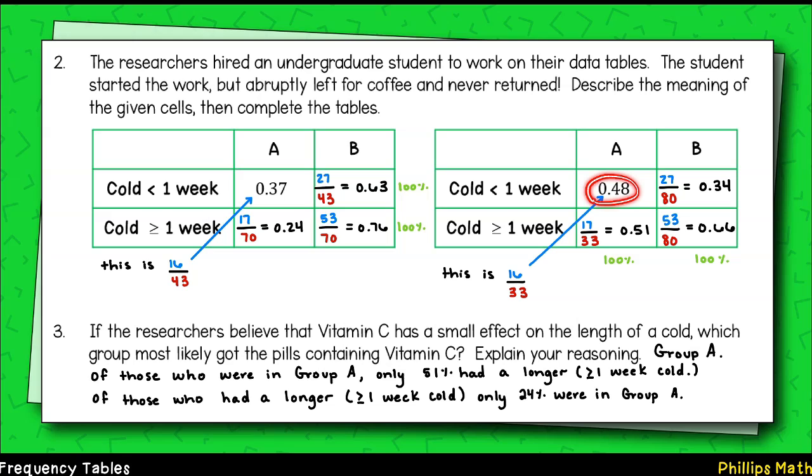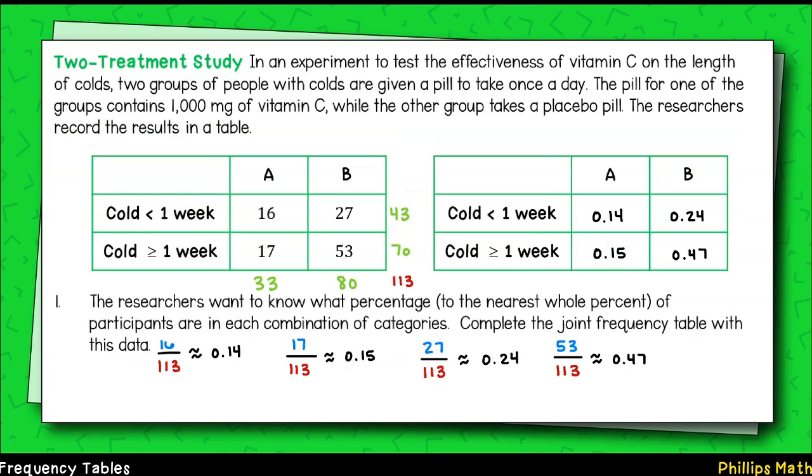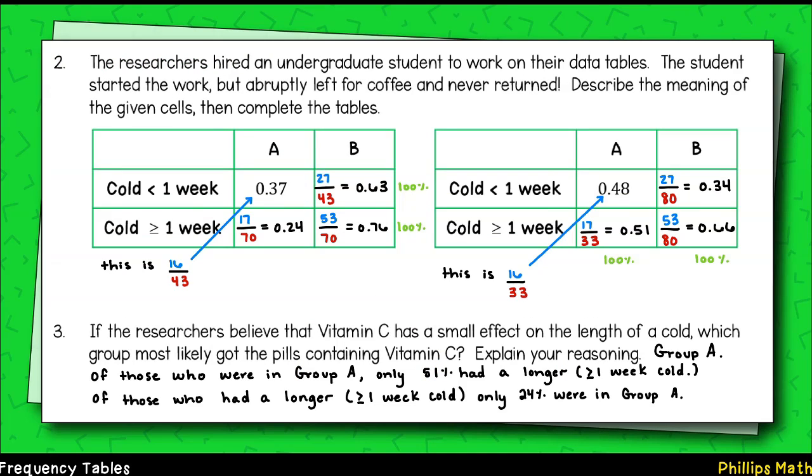On the right, we're given 48%. This is the same as 16 out of 33. Looking back to our original data, we see 16 out of 33 must be referring to the treatment group. We can fill in the rest of the table using those frequencies divided by the margin total at the end of that column. 33 for folks who were in Group A, and 80 for people who were in Group B.